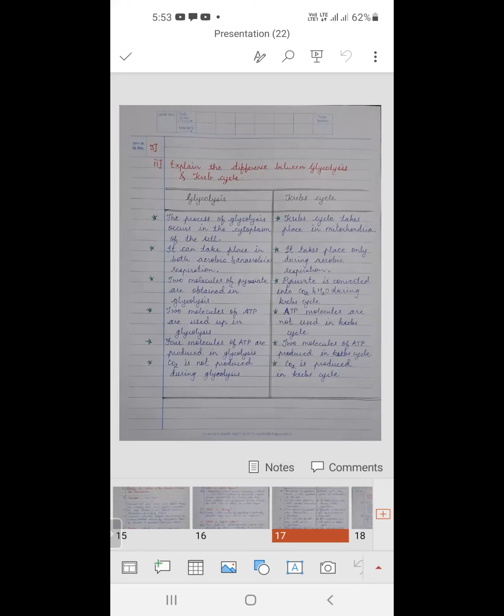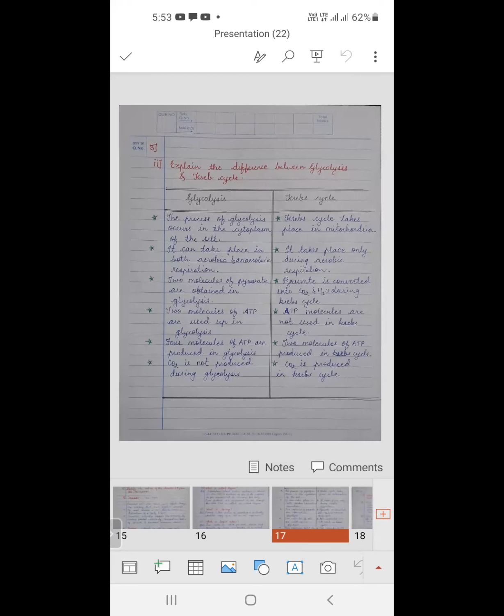So the location of glycolysis is given in the first point. In Krebs cycle also you have to give the same point and its location. So what you have to write here: Krebs cycle takes place in mitochondria. Glycolysis takes place in cytoplasm, and Krebs cycle takes place in mitochondria. Both points are relevant, they show location.